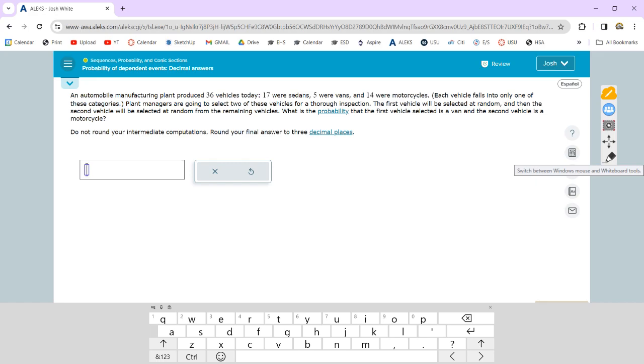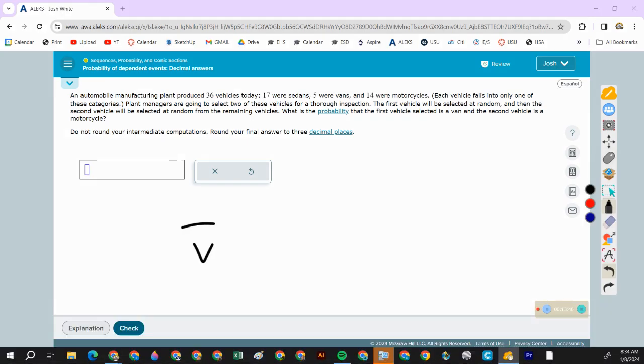An automobile manufacturing plant produces 36 vehicles. 17 are sedans, 5 are vans, and 14 were motorcycles. Each falls into only one of these categories. So you don't have any vans that are motorcycles, apparently. Plant managers are going to select 2 of these vehicles for a thorough inspection. The first vehicle will be selected at random, and the second vehicle will be selected at random from the remaining vehicles. What is the probability that the first is a van and the second is a motorcycle?